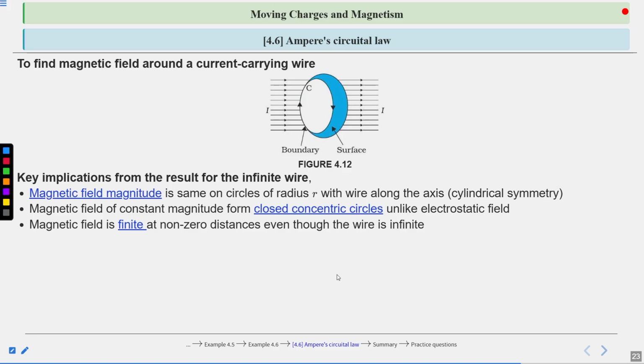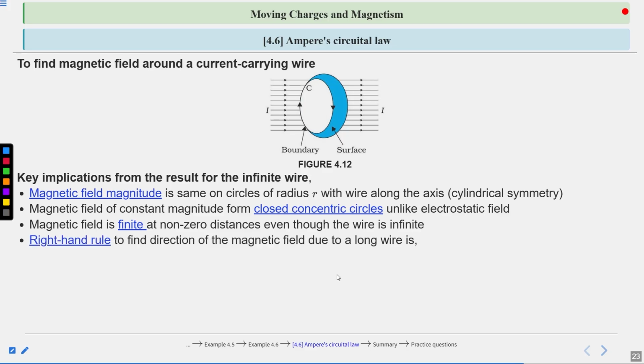Magnetic field is finite at non-zero distance even though the wire is infinite. We have taken an infinite wire, but the magnetic field at any point at non-zero distance is finite. The magnetic field is not infinite.